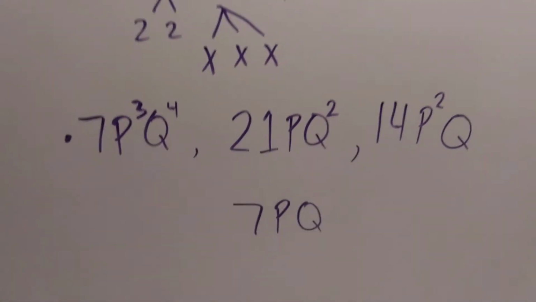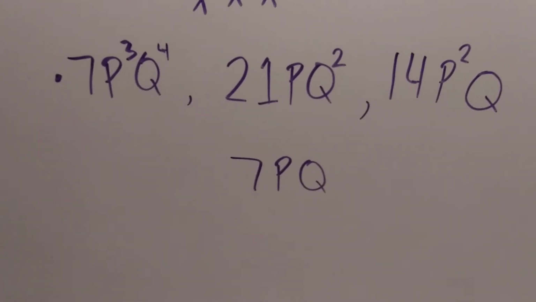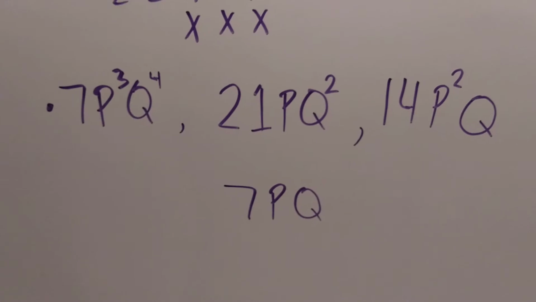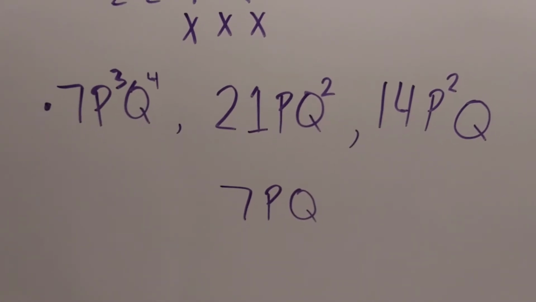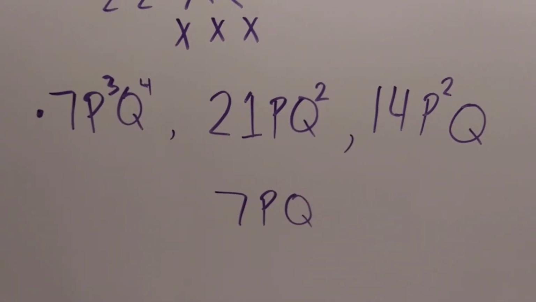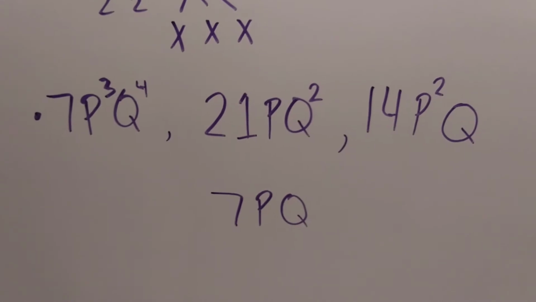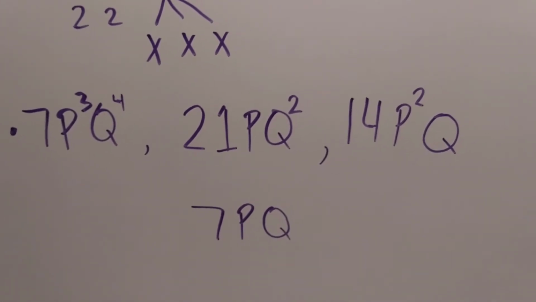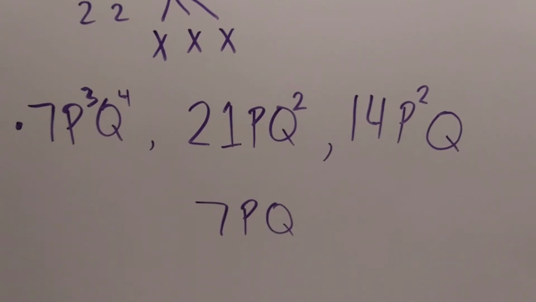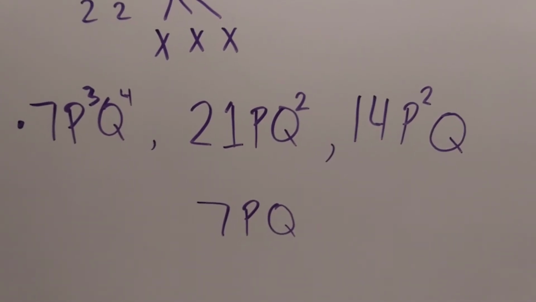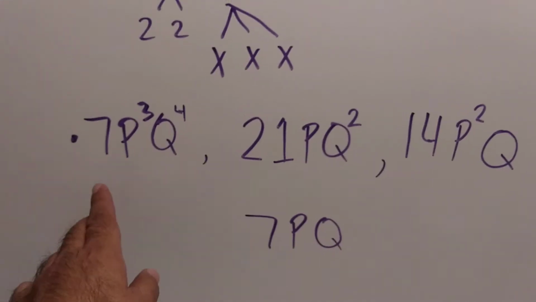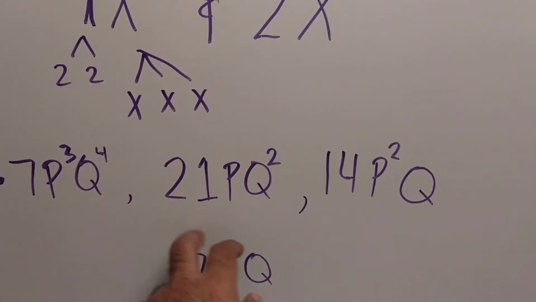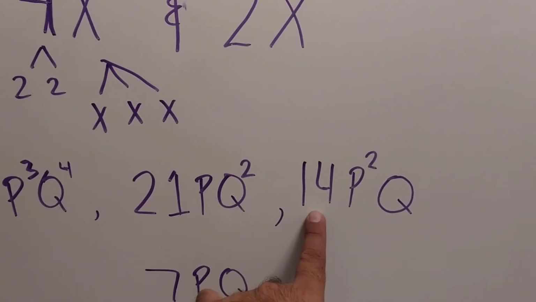Now, let's take it a little step further, and we have 3 monomials. So we'll have 7p to the third, q to the fourth. We have 21p to the first, q to the second, and we have 14p squared times q. So the number that all of them have in common is a 7, right? Because 7 is a factor of 21, and 7 is a factor of 14.